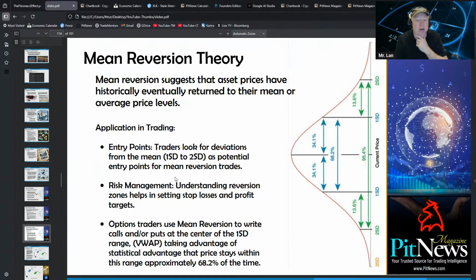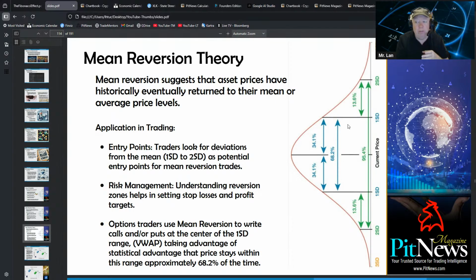And then we come in here and one more way. I kind of change this around so you can think about it in a different way. Change your brain a little bit. Mean reversion suggests that asset prices have historically eventually returned to their mean or average. Let's apply this to trading. Entry points. Traders look for deviations from the mean, 1 standard deviation to 2 standard deviations, as a potential entry point for mean reversion trades.